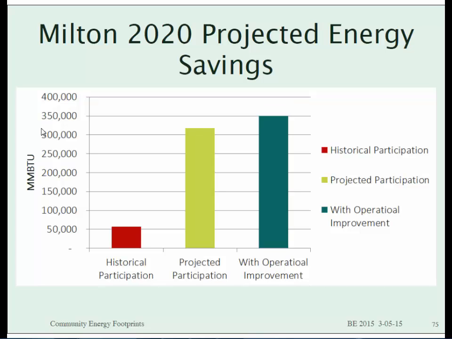So if we look at the 2020 projected energy savings for Milton, we have 3 different scenarios here. If we end up with historical participation in the audit program with 110 homes per year, we can expect to save about 50,000 MBTU. And this is saving from the residential space only, of course. If we end up with 600 homes per year, we can save over 300,000 MBTU. And if we see a 2% operational improvement on those 600 homes, we can save over 350,000 MBTU. So significant improvement with very low cost.